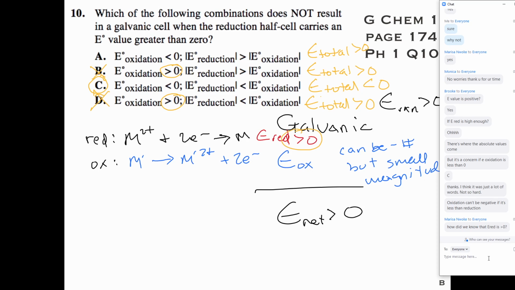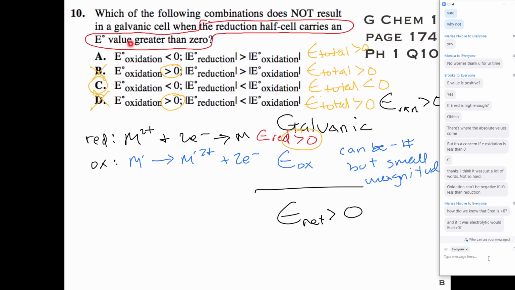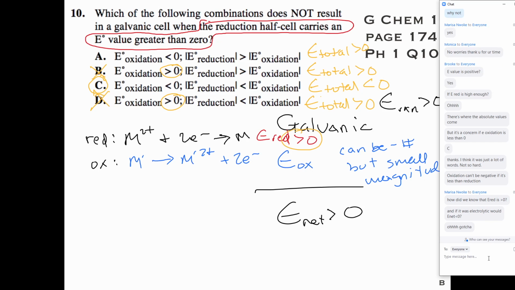Good question. How did we know that E for reduction was greater? They had to give it to me in the question, but they gave it to me in sentence form, not in simple visual form. They told me the reduction half cell carries an E value greater than 0. Yep, and if electrolytic, it'd be negative, exactly.